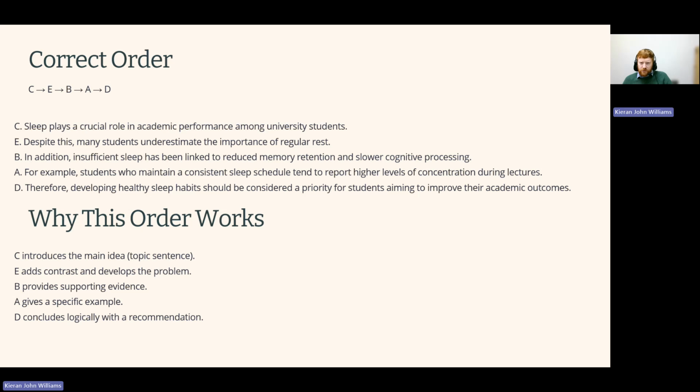So we move from the introduction, which is the topic sentence. It is then developed by adding the contrast in order to give it more context. We then have some supporting evidence, which suggests it. We have examples, which really hammers the point home. And then we have a conclusion, which connects logically with a recommendation here, but yours doesn't always have to have that, but connects to the wider idea.